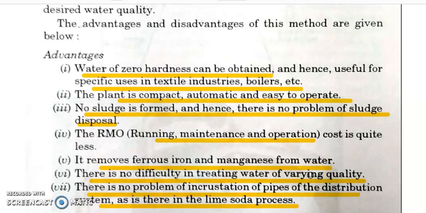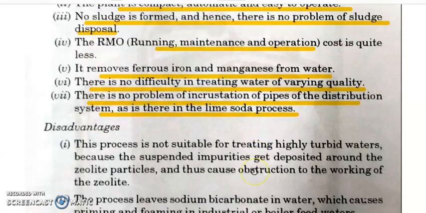The pipe incrustation is what? Deposits of the precipitates of magnesium hydroxide and calcium carbonate. So that precipitate, if it is not completely removed in the sedimentation tank provided after the softening, some small portion of that gets carried away, comes out of the tank, and gets deposited in the filter tank or in the distribution system. That is what we call pipe incrustation. So that problem is not there here because there is no precipitate at all, right?